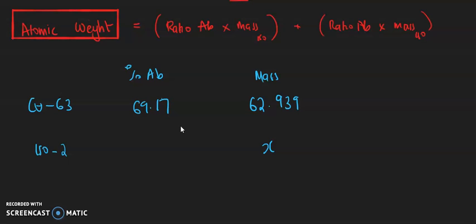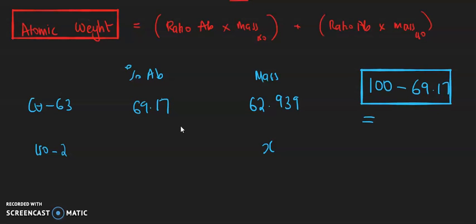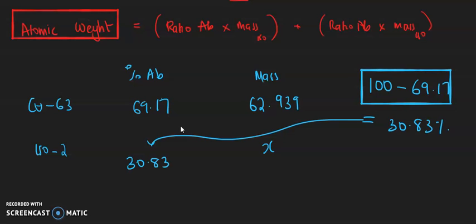Now, how do we find the percentage abundance? Well, that's quite obvious. Percentage is out of 100, and we are given the first one. So the percentage abundance of the second isotope will simply be this, and that will give us 30.83%. We can plug this in here. So we have 30.83% as the relative abundance of the second isotope.